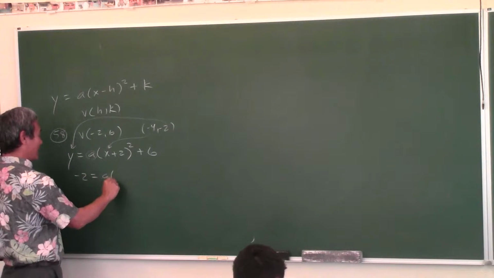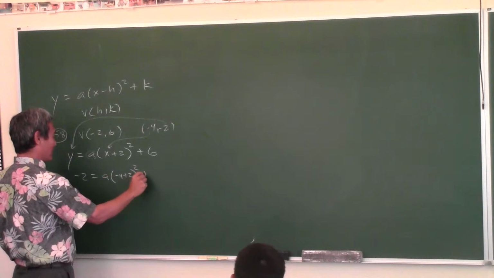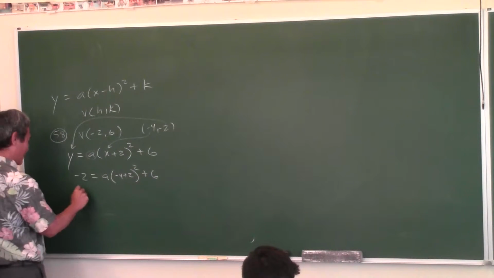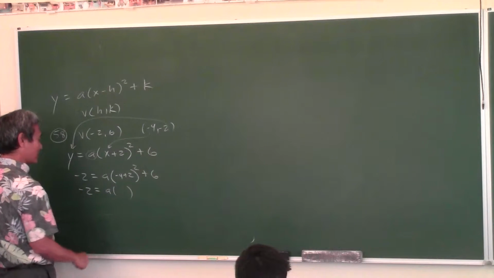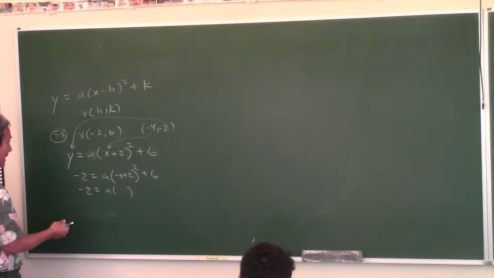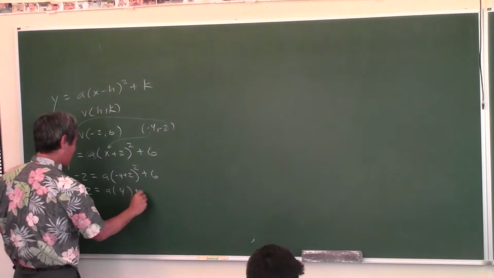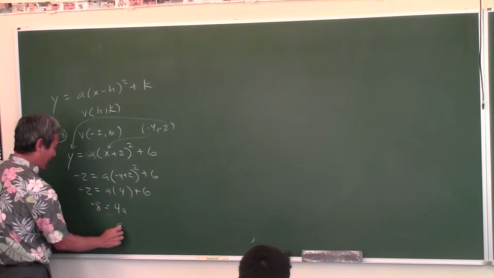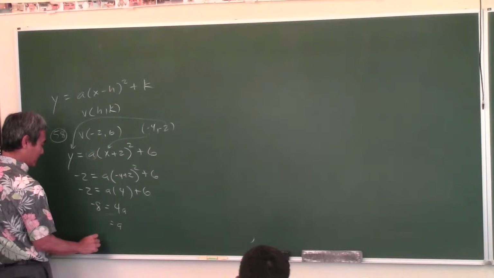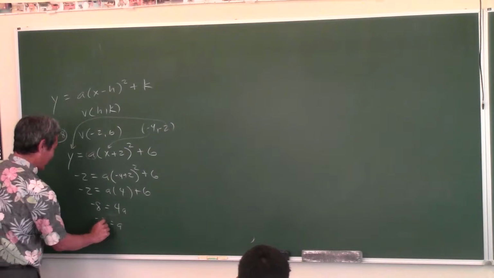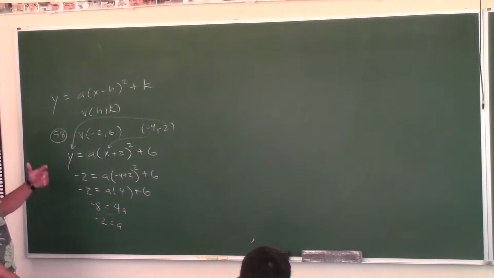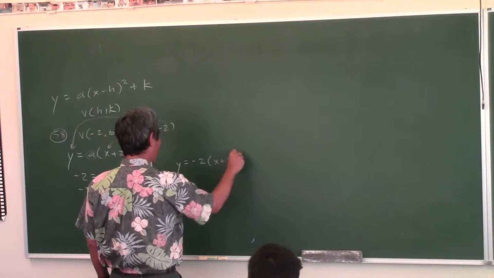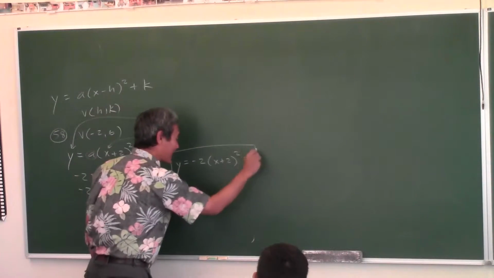-2 equals a times (-4 plus 2) squared plus 6. See how a is the only variable you have? And you can solve it. So let's just crunch the math now. -2 equals a times, what's -4 plus 2? Quick! -2 squared, 4, plus 6. Subtract 6 from both sides, so you get 4a equals -8. Divide by 4, a equals... come on, you cannot divide by 4, go to your room. -2. So the equation of this parabola is y equals -2 (x plus 2) squared plus 6. Box that, that's the answer.